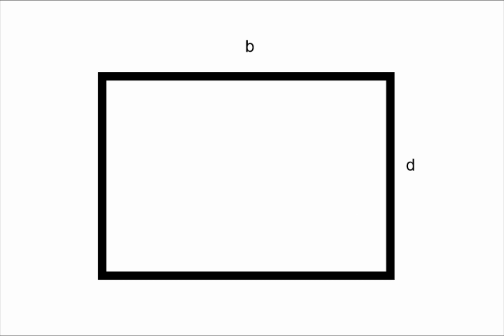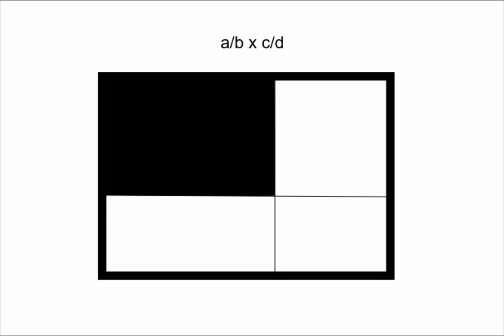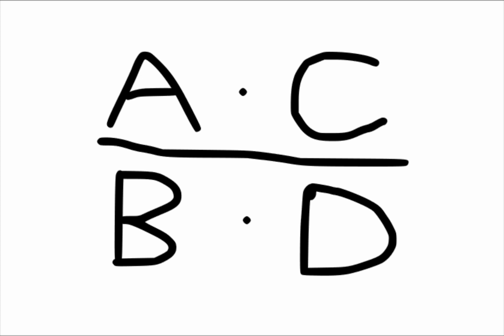Now suppose the general case, an area divided into B and D parts, horizontally and vertically. Of those B parts, we color in exactly A parts, and of the D parts, we color in exactly C parts. This results in this cross-sectional area of A over B times C over D. So for multiplication, we just combine the fractions and multiply top and bottom.